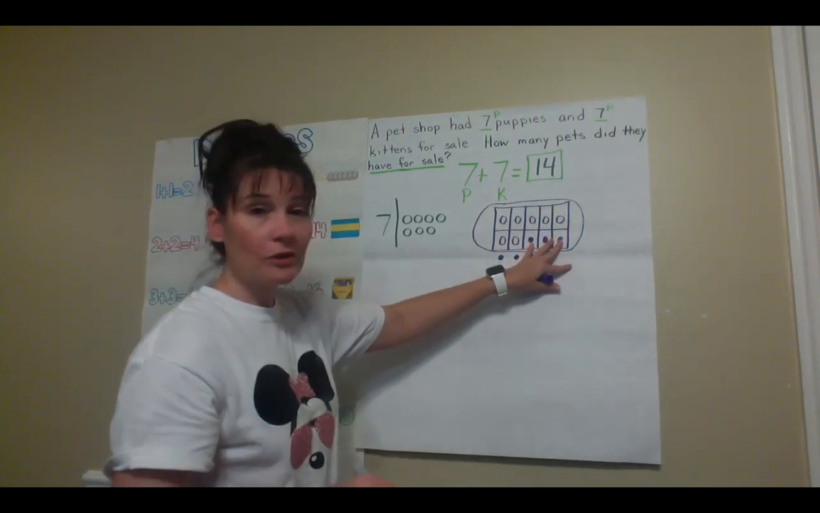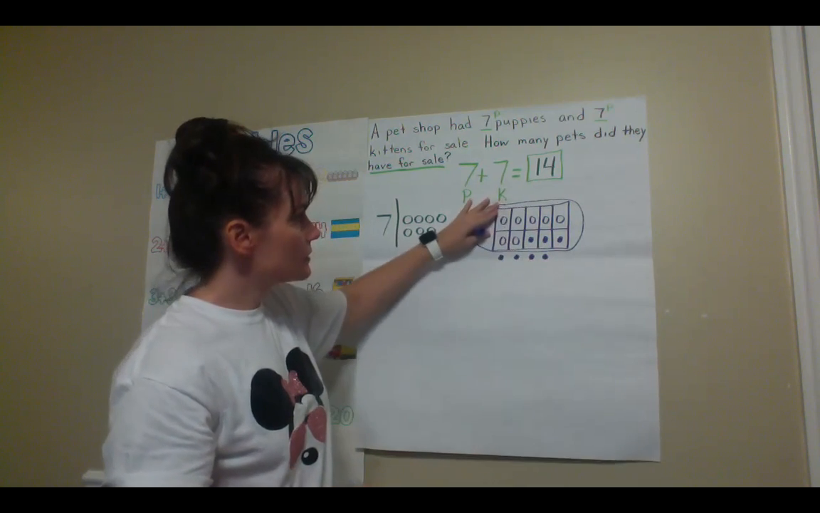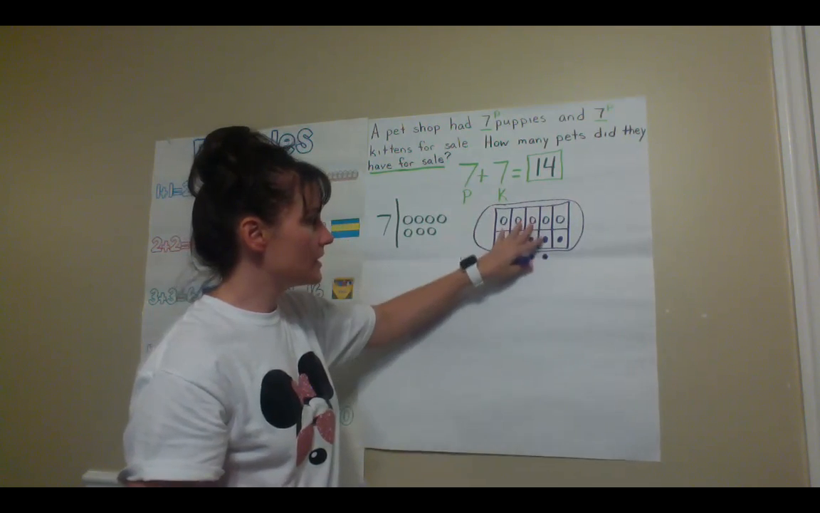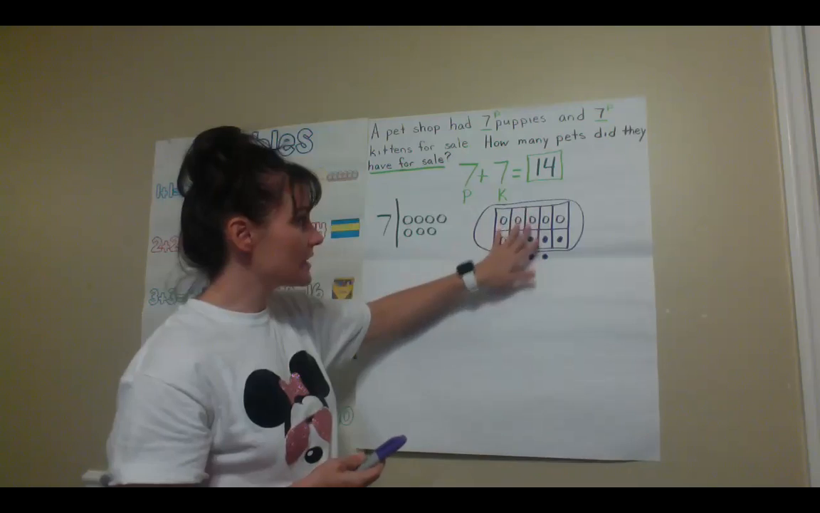When you run out of room on your 10 frame, you just keep going underneath it. So I see that they made a group of 10 and had 4 more. So 10 plus 4 more is 14. That made our 7 and 7.